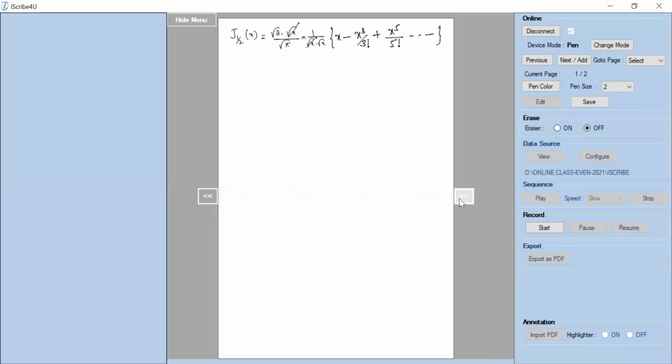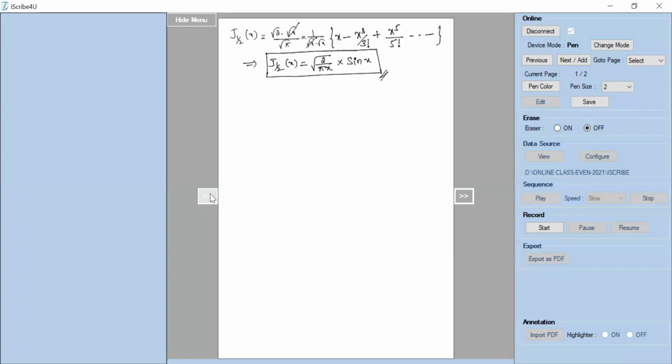So here one root x I can cancel. If you combine, you get j of x equals, see, this is root pi, root 2 by root pi, root x, all are roots. So you can combine this and write it as square root of 2 by pi x. And this expansion, x minus x cubed by 3 factorial plus x power 5 by 5 factorial and so on, represents the expansion of sin x. So therefore we get j of x equals square root of 2 by pi x into sin x, and this is the first standard result related to Bessel function of first kind.